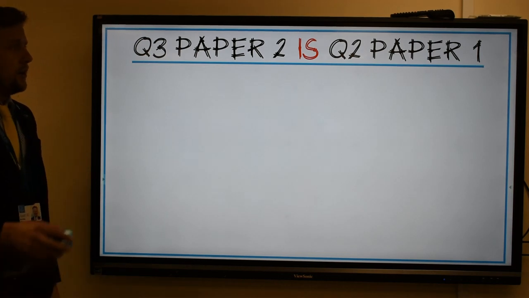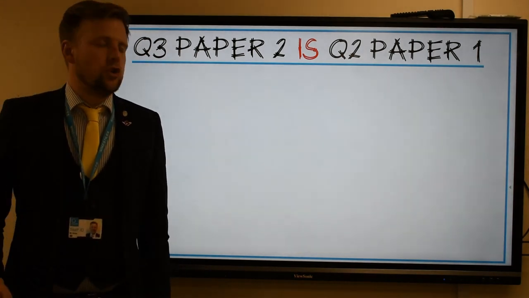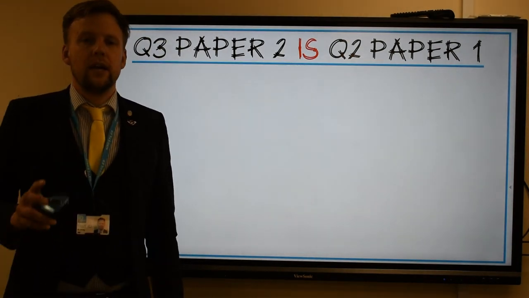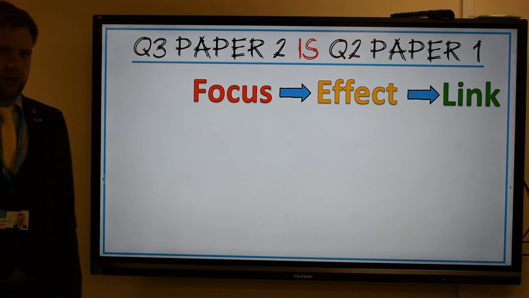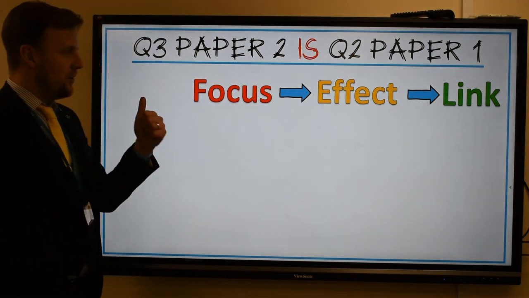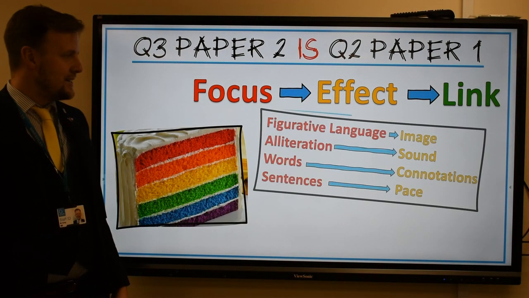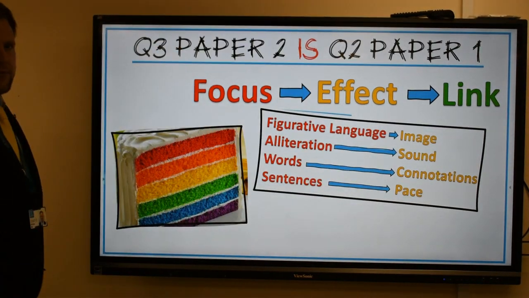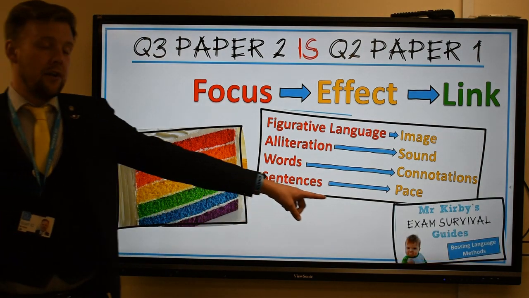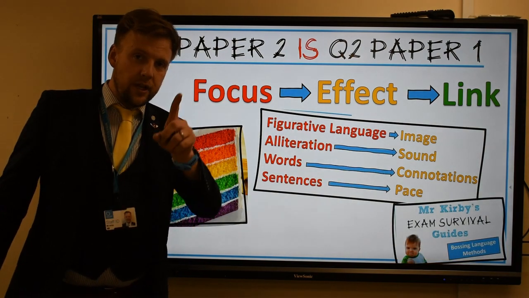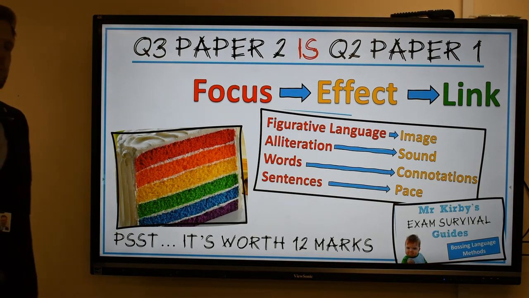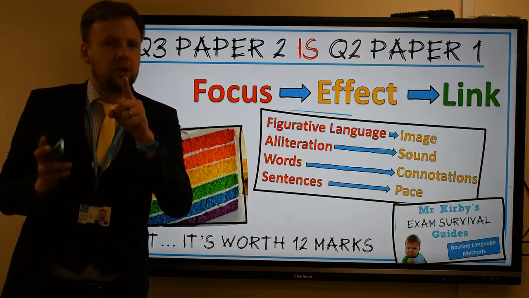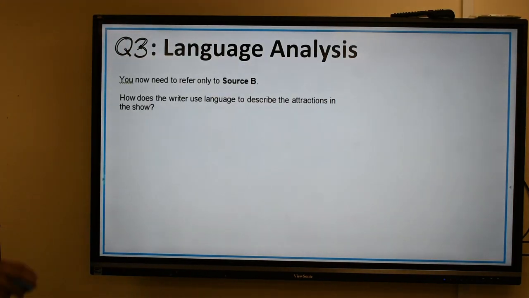Okay? Right. Question 3 is a dream, because it's just paper 2. Question 3 is question 2 in paper 1. They are language questions. So everything we've already talked about, focus, effect, links, layers and layers, the different language groups, the specific effects of them, all of that runs true in this question. If you don't know these, watch that, then you will. This though is worth 12 marks. So all these things you've already done, add them a bit, because we need 12 marks, not 8 marks this time. Okay?